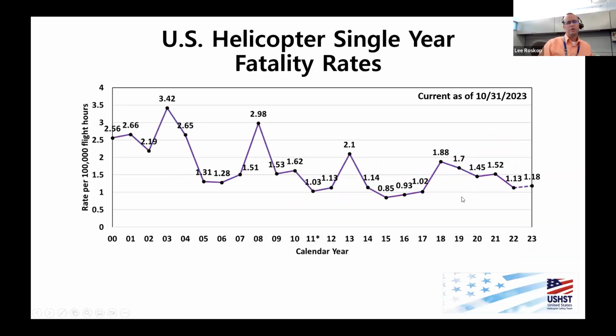Same kind of thing on the fatality rate. Of course, this is measuring the number of occupants that have lost lives in the fatal accidents, versus the previous chart, which was for the fatal accidents themselves. So again, some recovery in September and October to get the rate closer to this 1.18 level that we see on here.